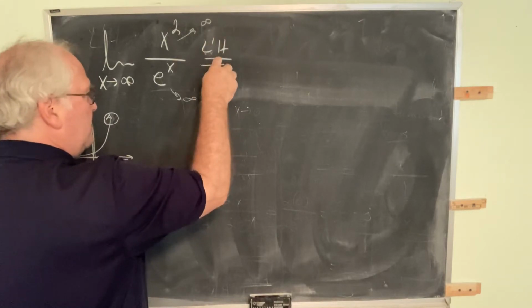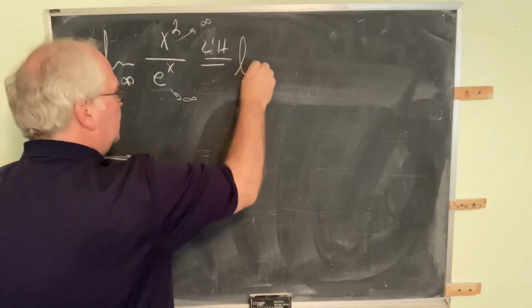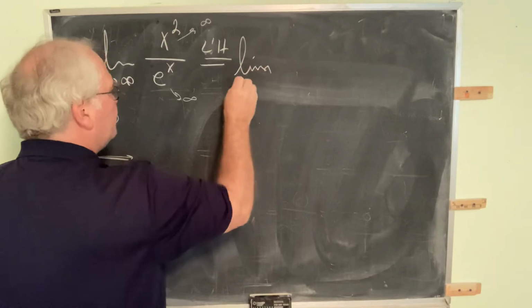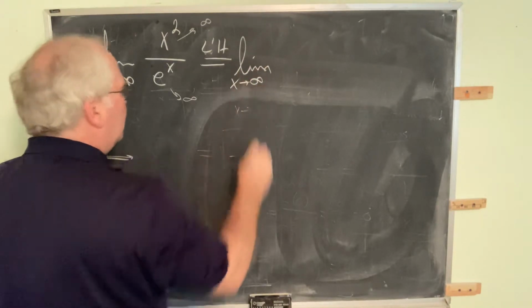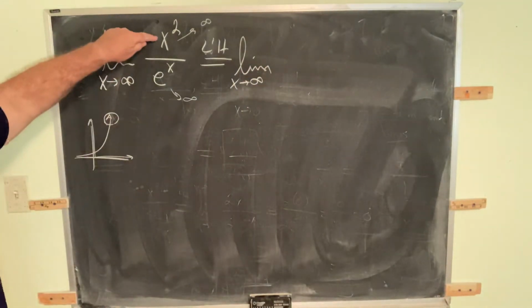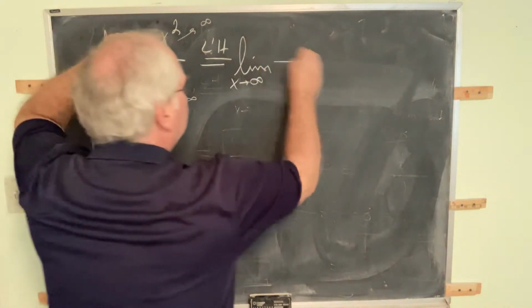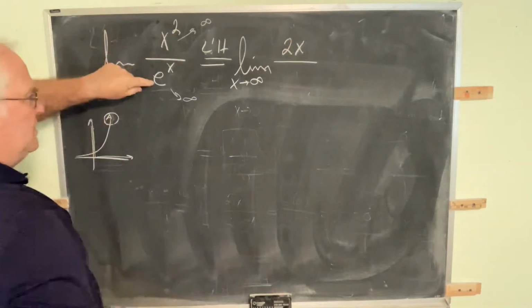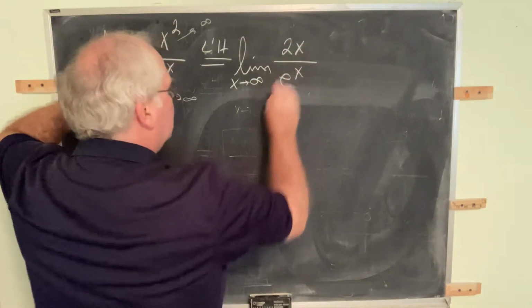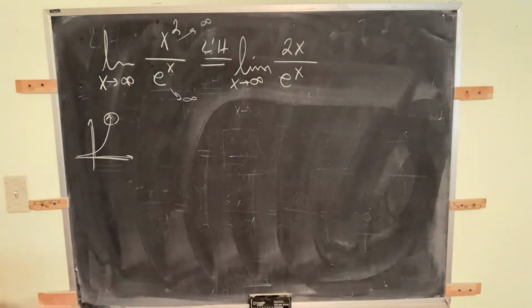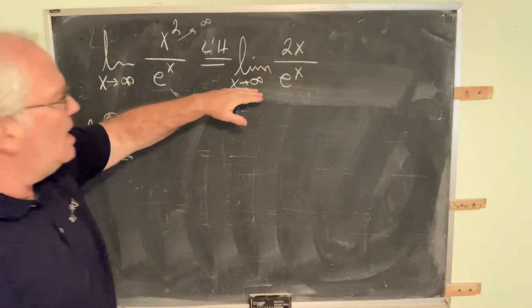As soon as you write equals by L'Hopital's rule, the very next thing you write needs to be lim, x goes to infinity. I need the derivative. The derivative of the numerator is 2x. The derivative of the denominator is e to the x. So find the derivative, try again. Now when you substitute, look what happens.